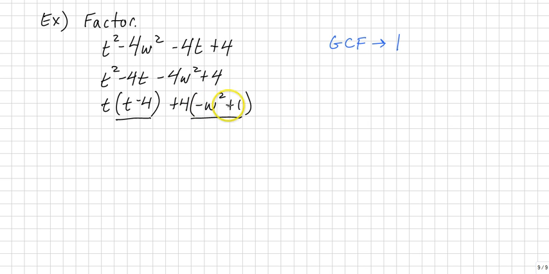And negative w squared plus 1, even if we factor it, it's got w's and this has t's. So I'm never going to have anything that I can factor out of the whole polynomial. So that was a big dead end. So let's see if we can't group them together in a different manner.